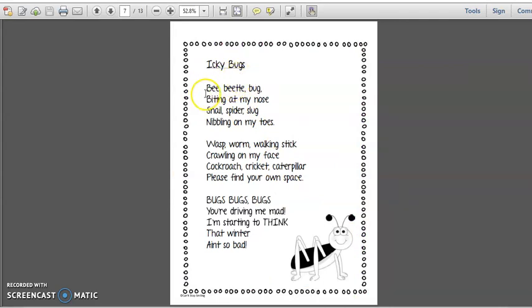Icky bugs, bee, beetle, bug, biting at my nose. Snail, spider, slug, nibbling on my toes. Wasp, worm, walking stick, crawling on my face. Cockroach, cricket, caterpillar, please find your own space. Bugs, bugs, bugs, you're driving me mad. I'm starting to think that winter ain't so bad.